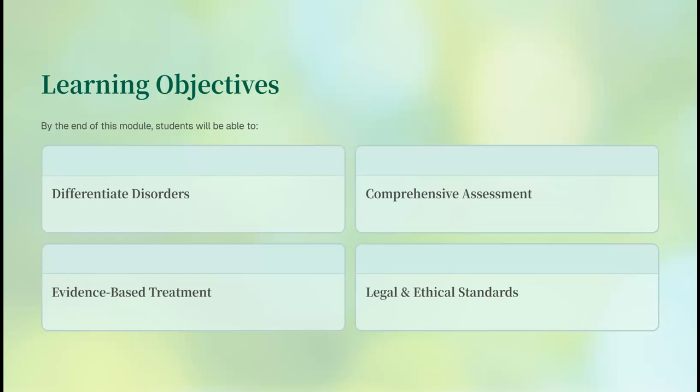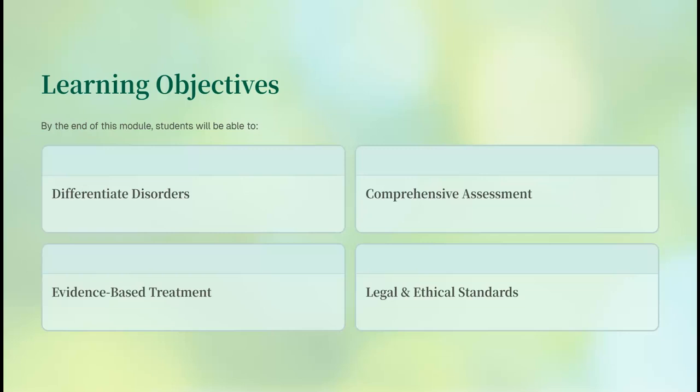So there are 4 key competencies that you'll develop. 1, to differentiate the disorders. You'll learn to distinguish between schizophrenia spectrum and other psychotic disorders using the DSM-5-TR criteria. This is essential for you to be able to make an accurate diagnosis of these thought disorders. You'll be able to do a comprehensive assessment. We're going to walk through how to conduct a thorough psychiatric evaluation, including the patient history, a physical exam, and appropriate diagnostic workup to rule out medical causes.